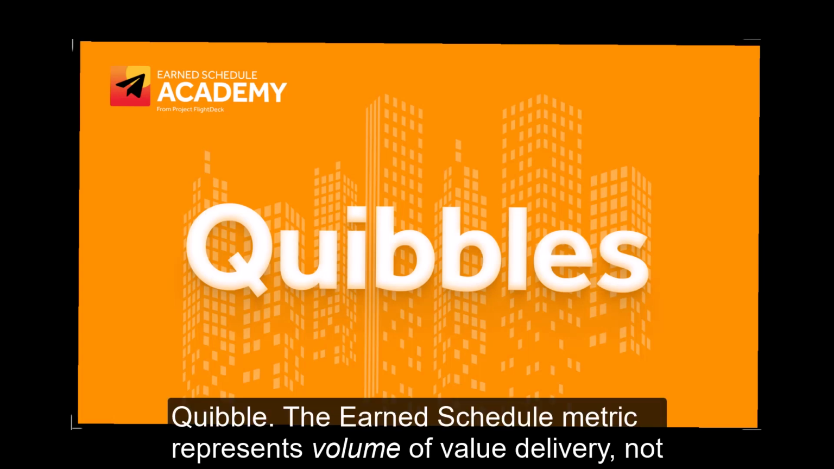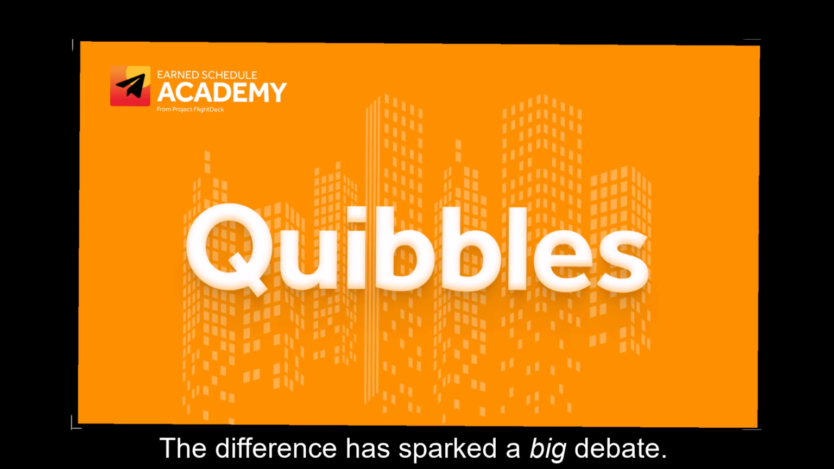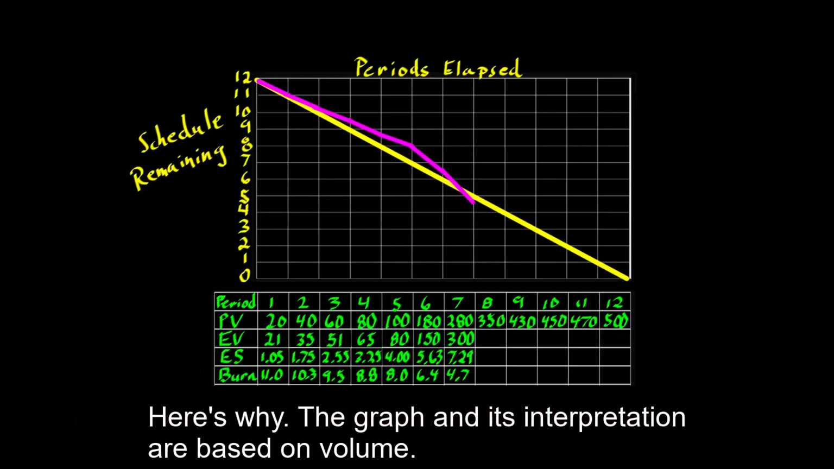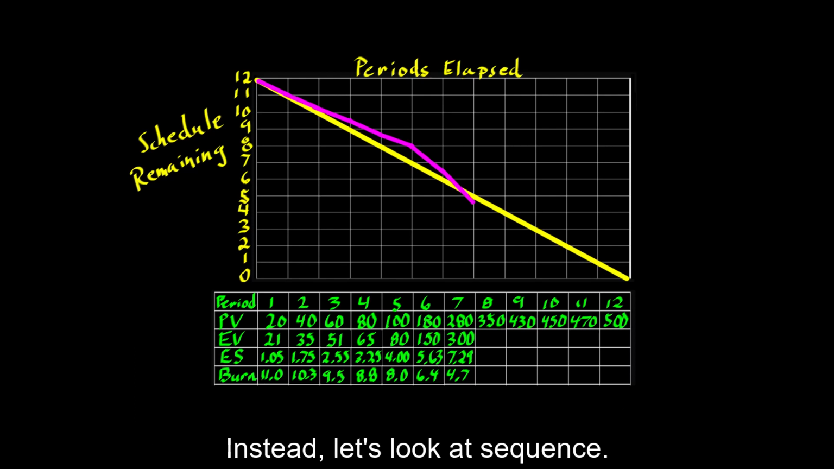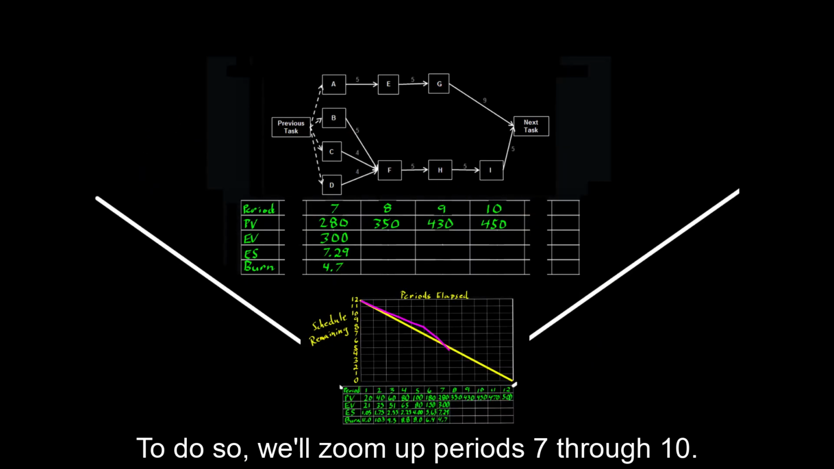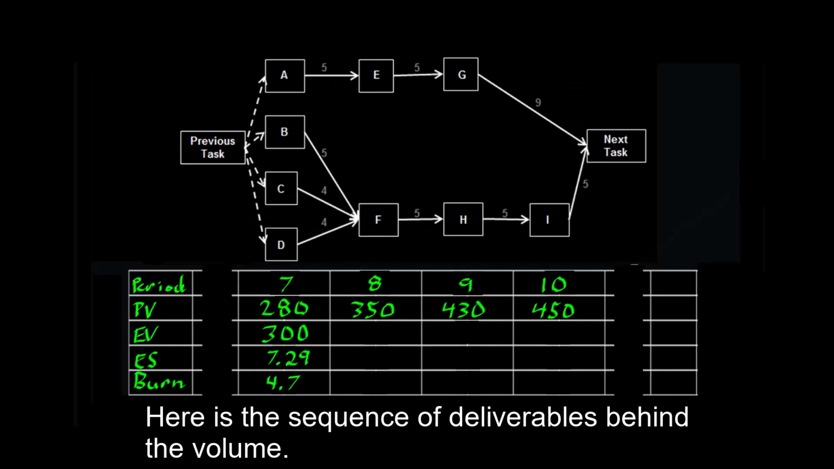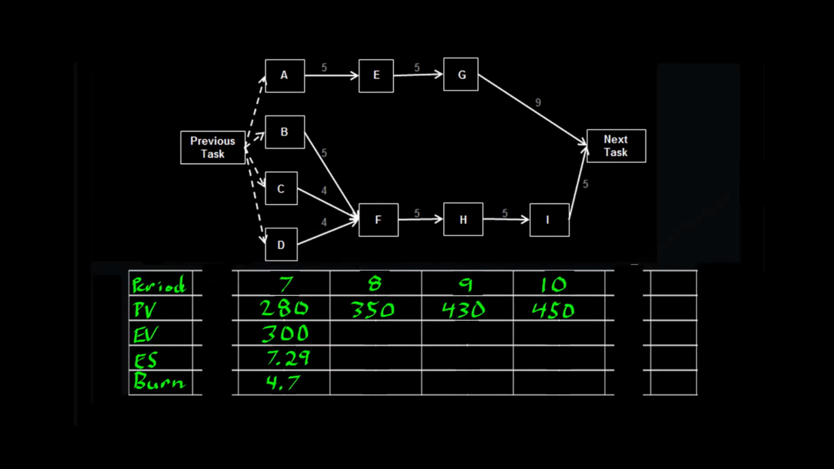Quibble. The earned schedule metric represents volume of value delivery, not sequence of delivery. The difference has sparked a big debate. Here's why. The graph and its interpretation are based on volume. Instead, let's look at sequence. To do so, we'll zoom up periods 7 through 10. Here is the sequence of deliverables behind the volume.